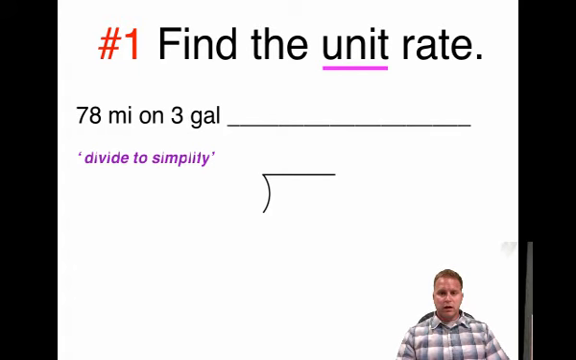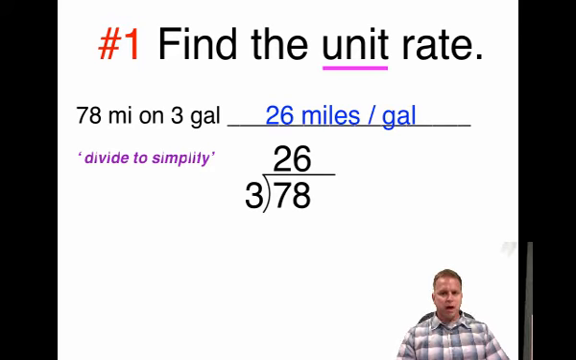Get your division symbol out. 78 miles on 3 gallons. Do your division. You'll get 26. So 26 what? Well, we were dividing miles, so it's 26 miles per 1 gallon.